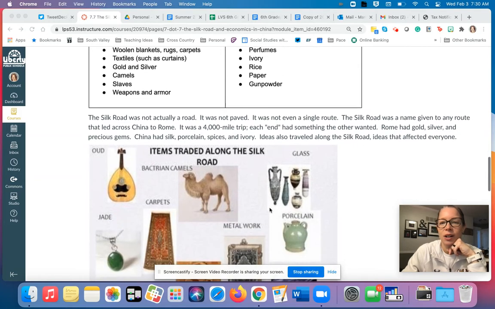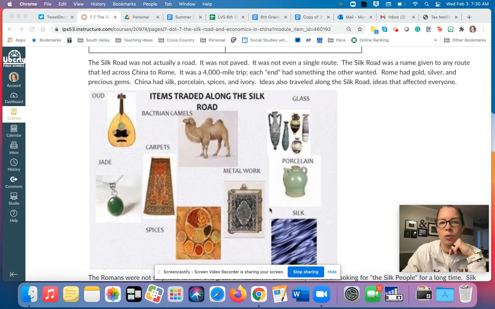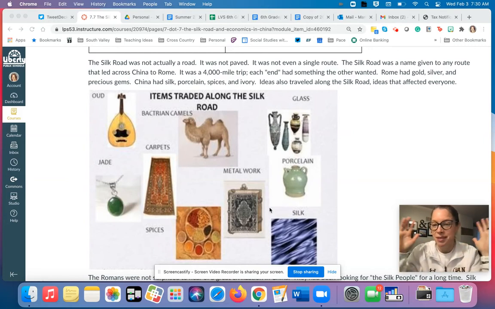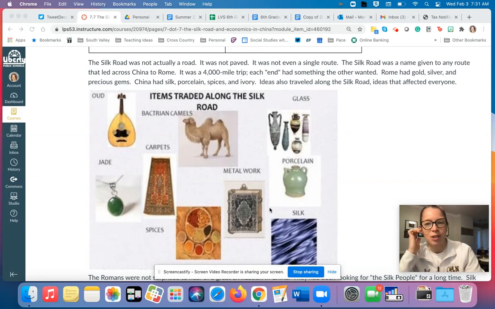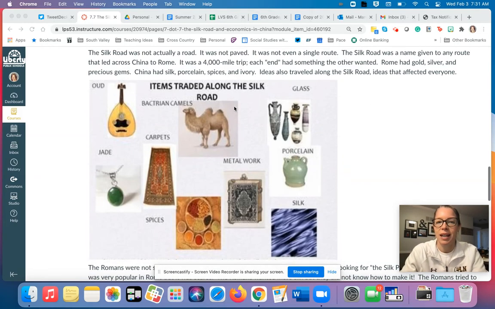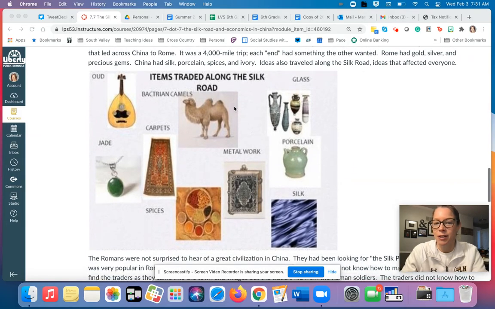All right. We already talked that it was not just a single road, and that actually Rome, which we're going to talk about the Romans later this semester, was one of the end places. So China to Rome. And that's a 4,000-mile trip. Very few people, in fact, no one made that whole trip. Instead, the goods would be passed between travelers and traders along the way. Rome did have goods that China wanted: gold, silver, and precious gems. And China had silk, porcelain, spices, and ivory.